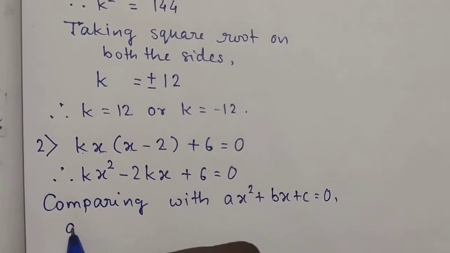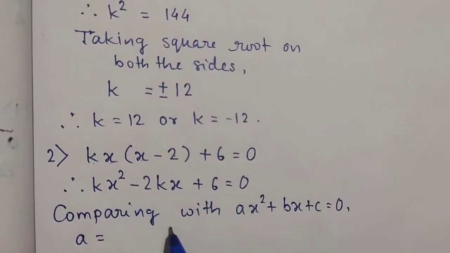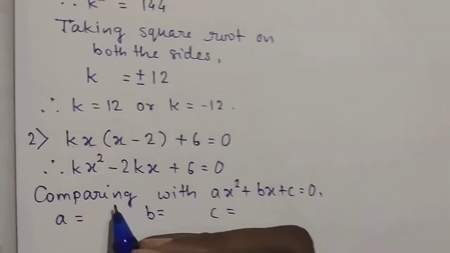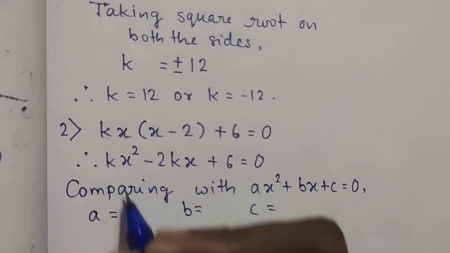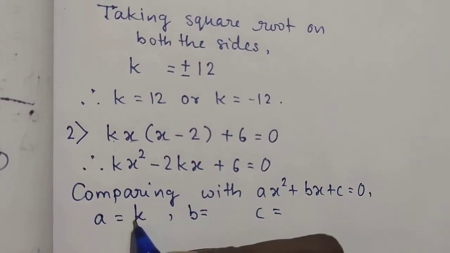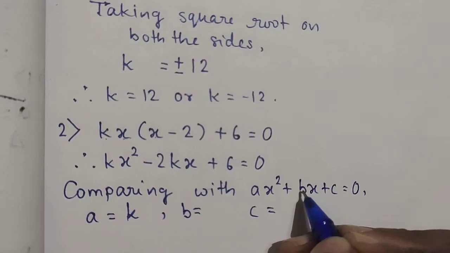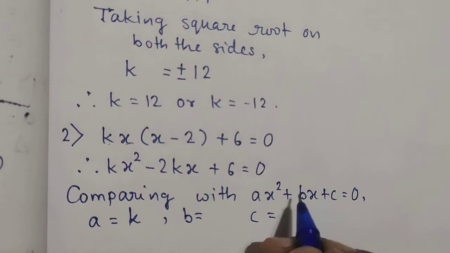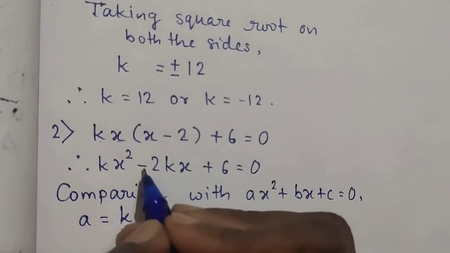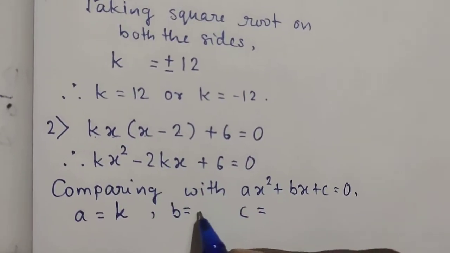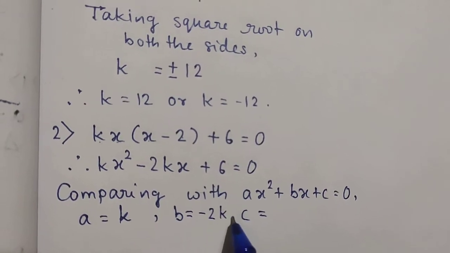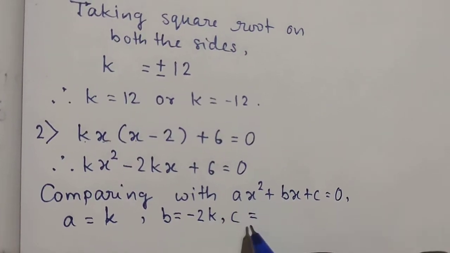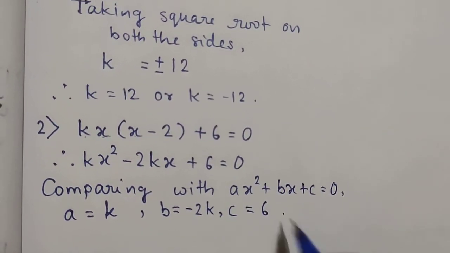Okay, now if you compare, you are going to get the values of a, b and c. In this case, in place of a you can see k is there. Now what about b? Concentrate here. Your b value is just before x, and just before x you can see minus 2k is there, so your b value is minus 2k. And your c value is 6.